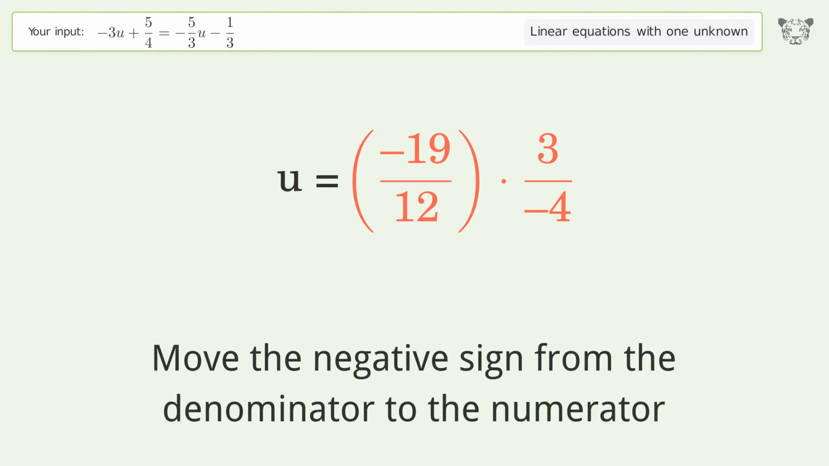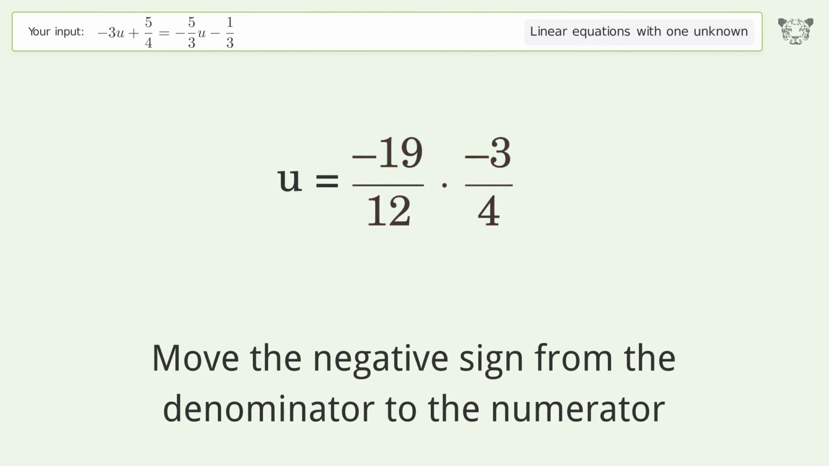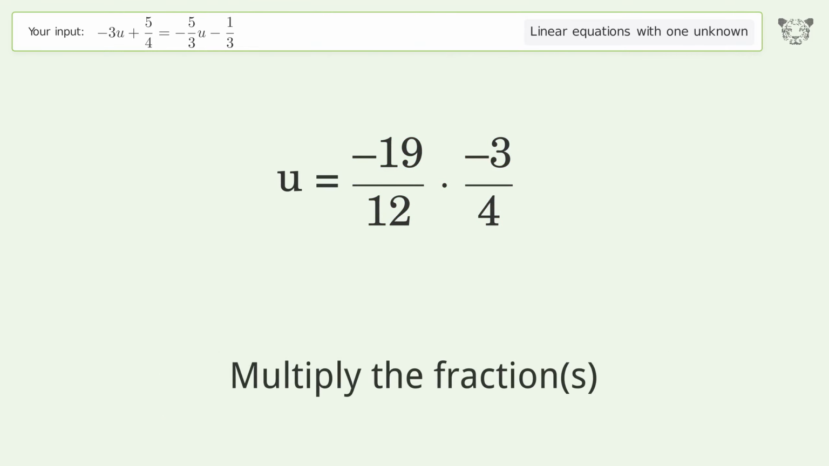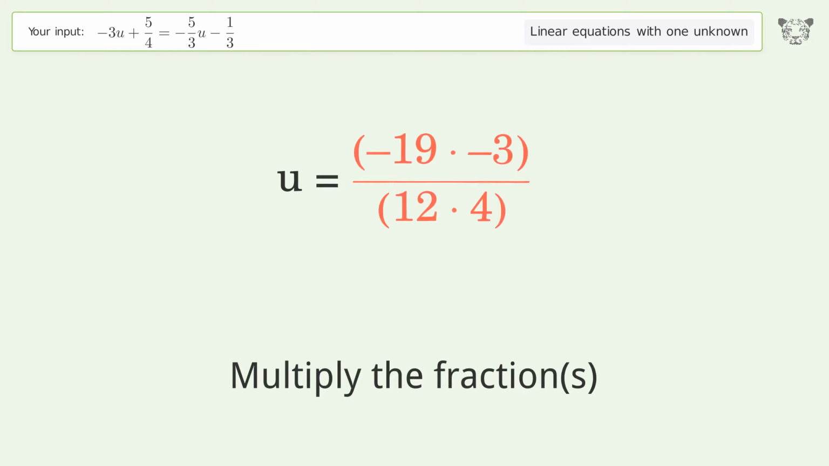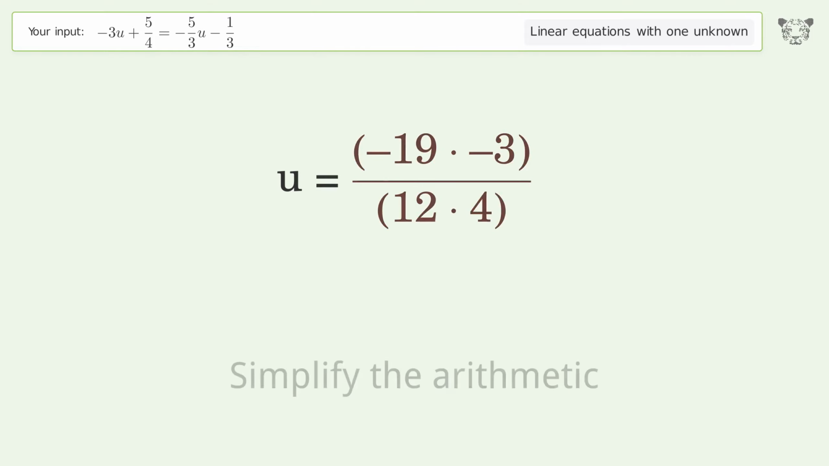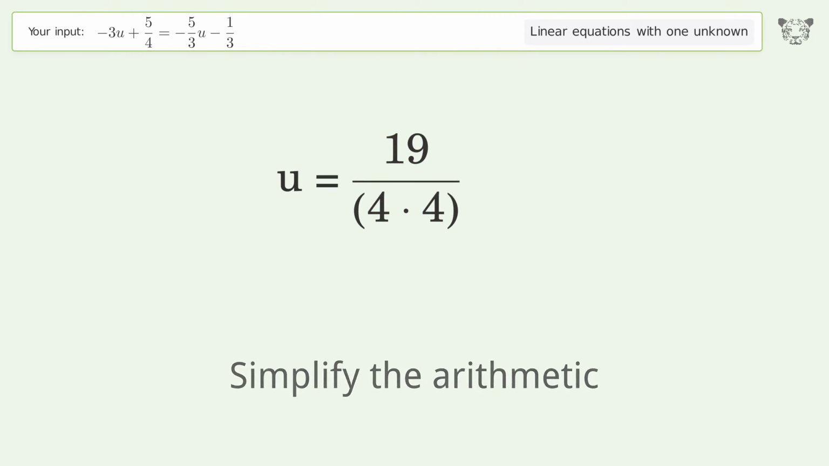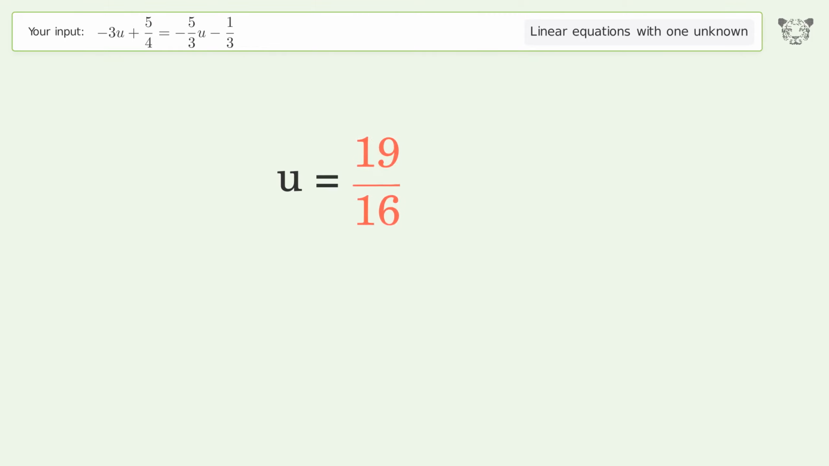Move the negative sign from the denominator to the numerator. Multiply the fractions. Simplify the arithmetic. And so the final result is u equals 19/16.